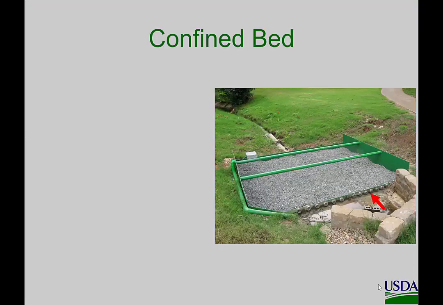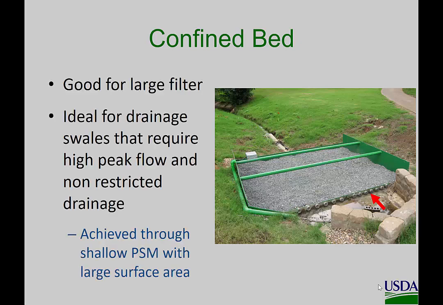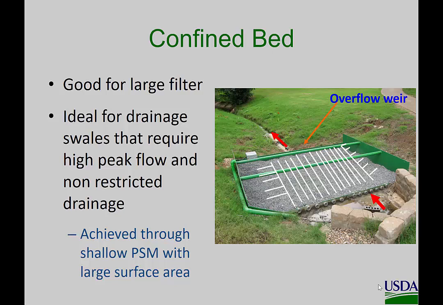Another style is the confined bed, like these ones, especially for capturing surface runoff. It's good for a large filter area and to build into drainage swales that have very high peak flows and non-restricted drainage. And so you achieve that through a very shallow bed of a phosphorus sorption material spread out with subsurface drainage. Here we have the inlet of this culvert. This one is located on a golf course in Oklahoma. We have subsurface drainage pipes right at the surface, just below the slag here. It distributes the water that drains down through that slag, is filtered, and then goes out through that drain pipe right there. We have an overflow weir.